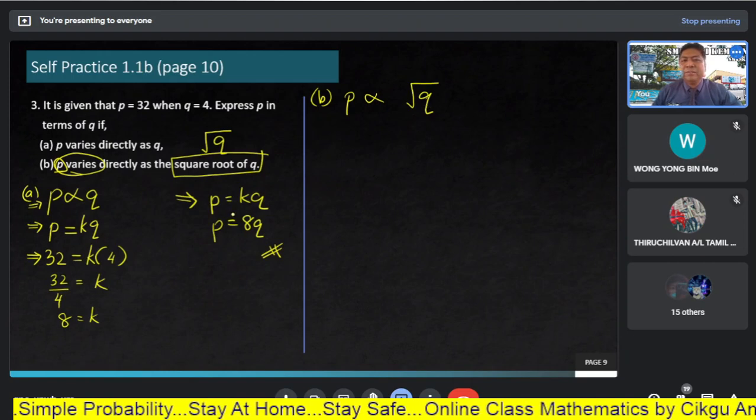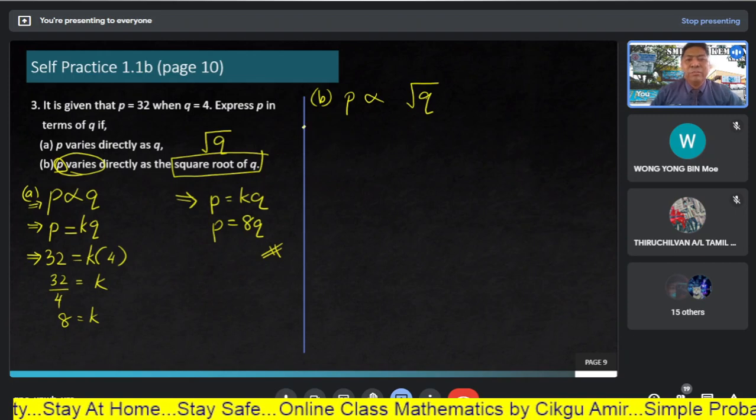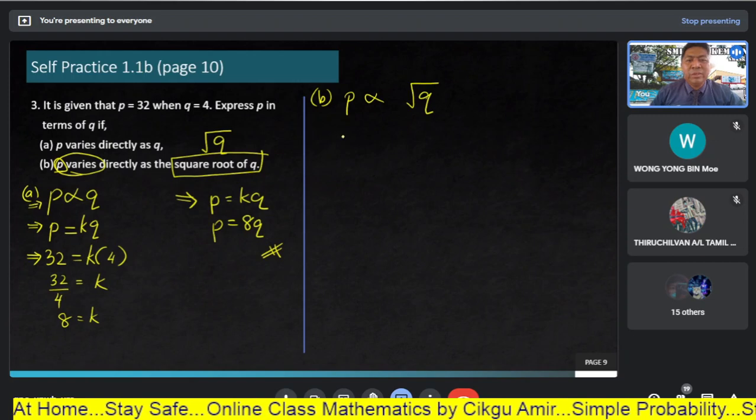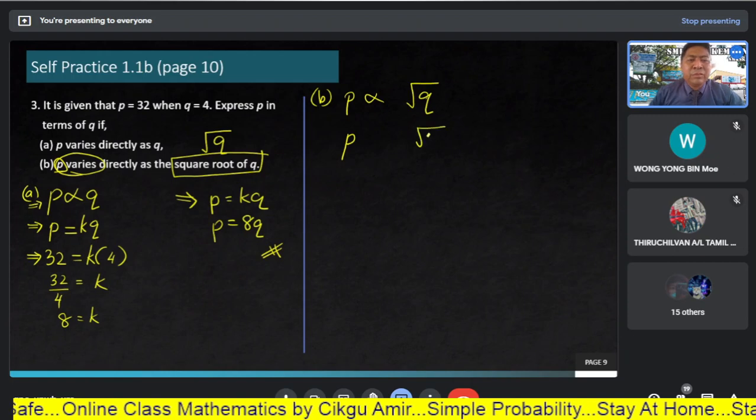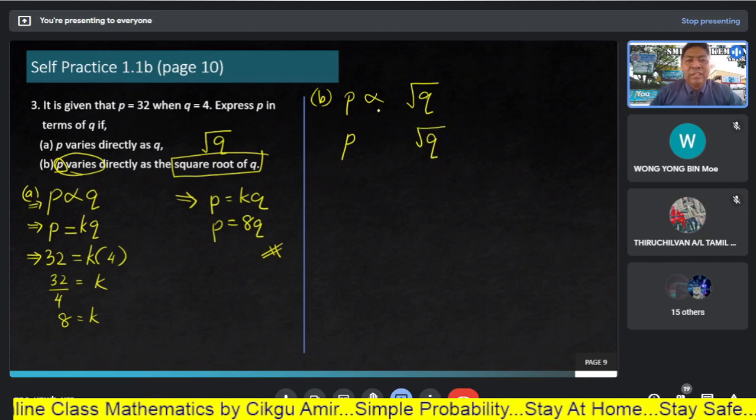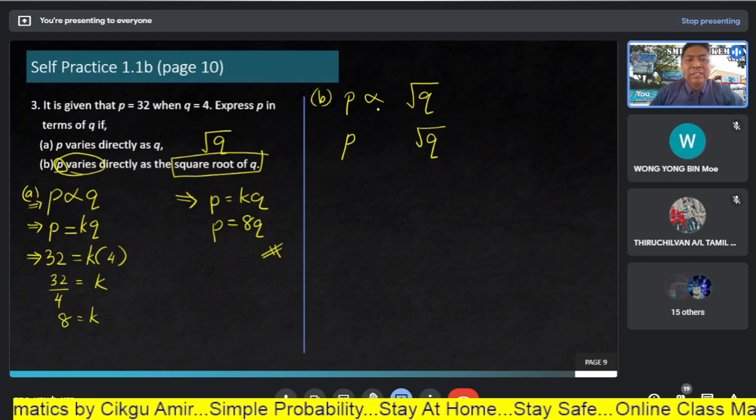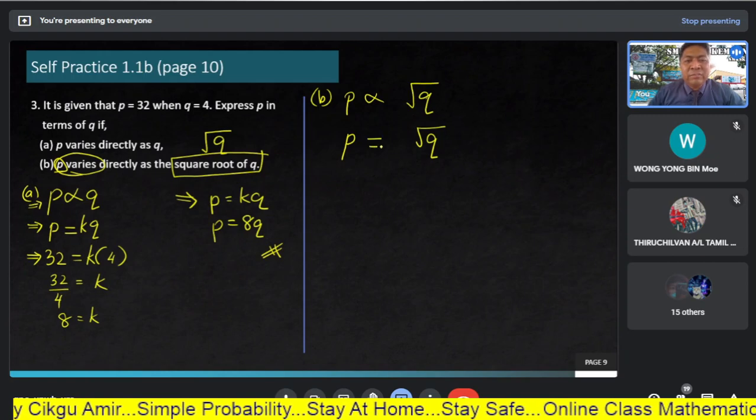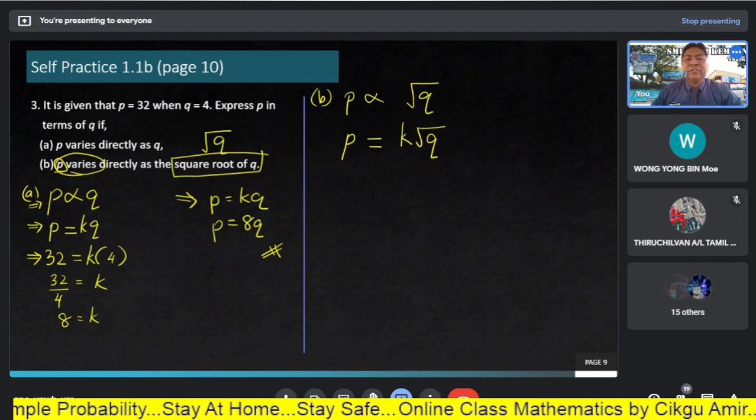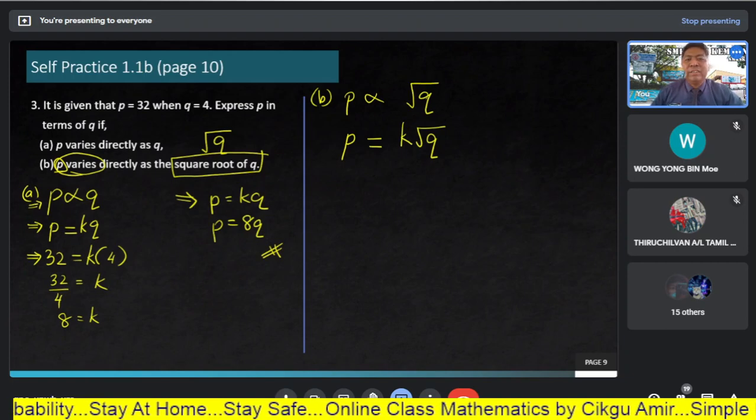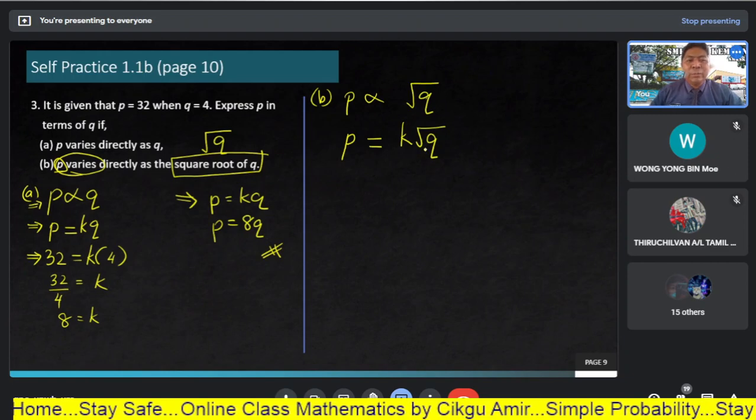The first step is done. Second step, change to the equation form. P and Q are not changed. The only change here is the symbol of variation. Variation here changes to equal, and we add a letter K to show a constant. K is constant. Second step, from the variation relation to equation form.